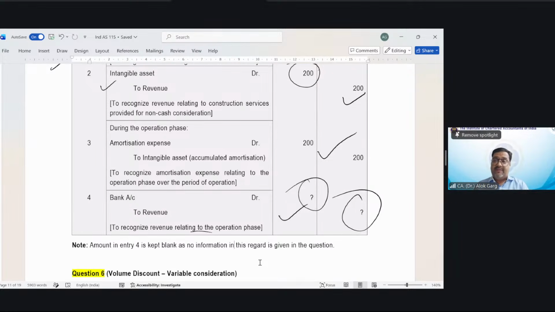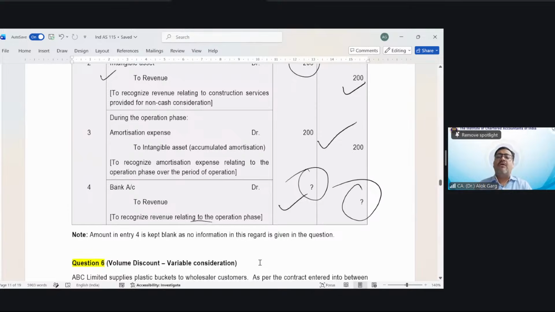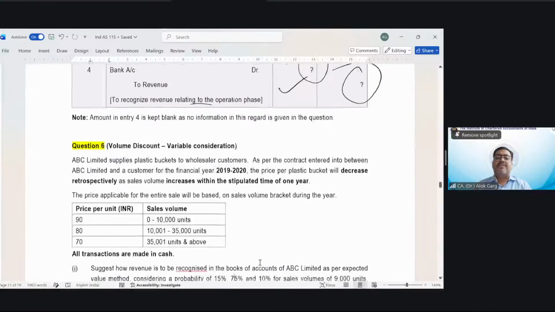In the financial asset model, the financial asset is not going to be depreciated or amortized. Finance revenue will increase the financial asset, and when the government gives you the money, your financial asset will start getting credited. This is how, after the concession period, our financial asset will become zero.